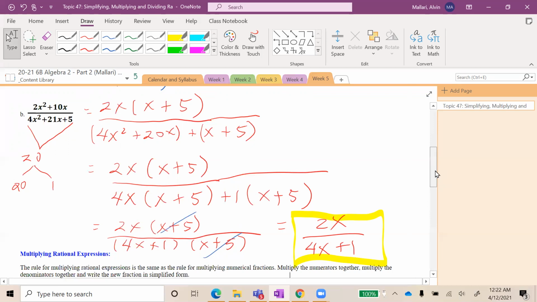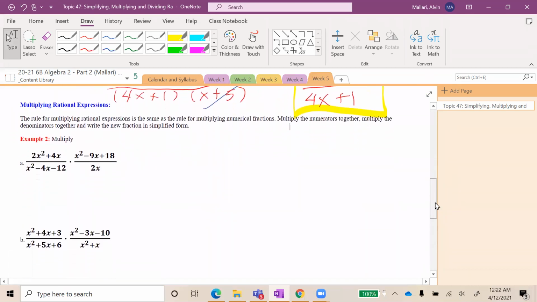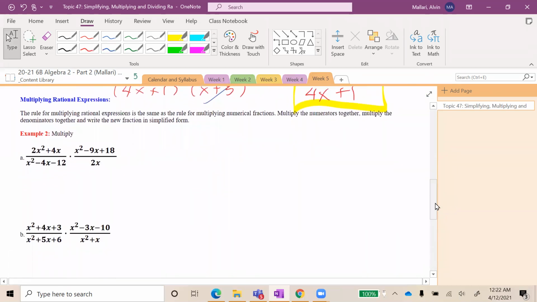All right. Now moving on to multiplying rational expressions. In this case, the rule of multiplying rational expressions is the same as the rule for multiplying numerical fractions. We multiply the numerators together, multiply the denominators together, and then write the new fraction in simplified form.